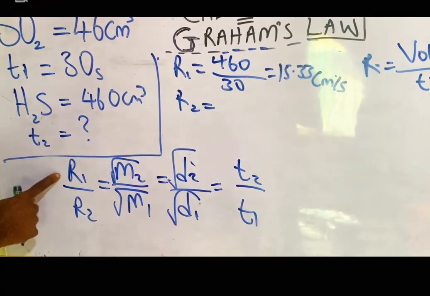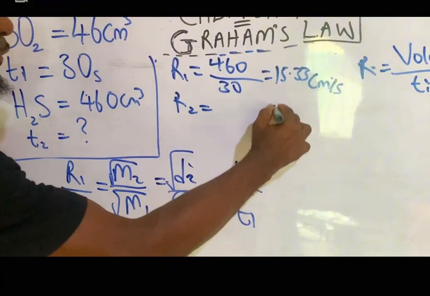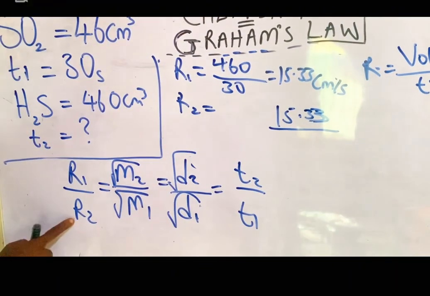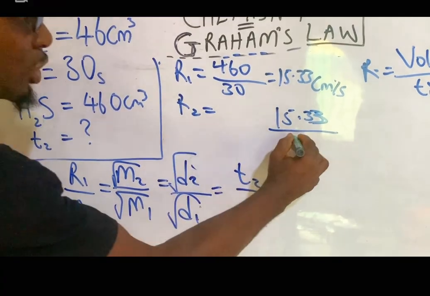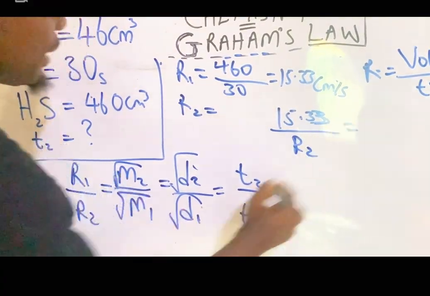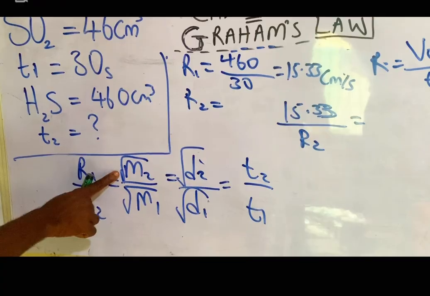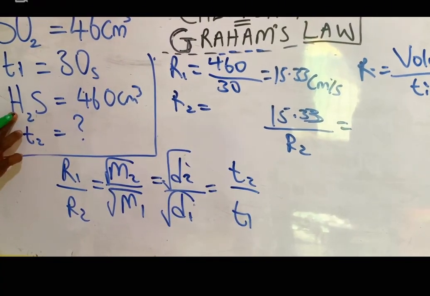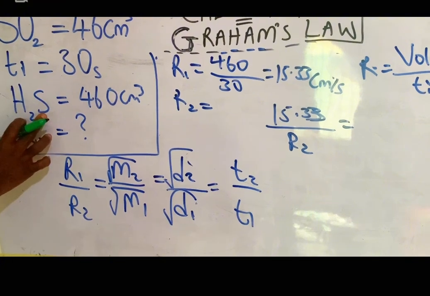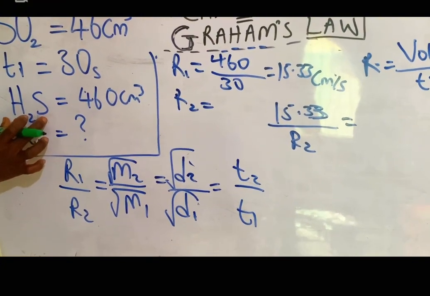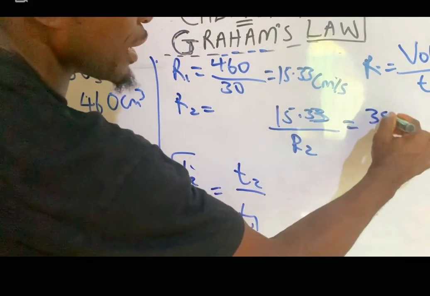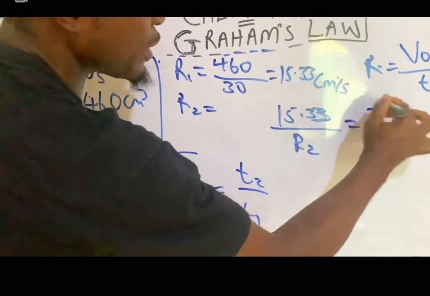So we go, my R1 is 15.33. And what is my R2? R2 is not given, so we'll put our R2. Now, the molecular mass of the gas 2 is hydrogen sulfide. Remember, hydrogen is 2, and in this case, sulfur is 32. So we have 32 plus 2 is 34. So we have our square root of 34.